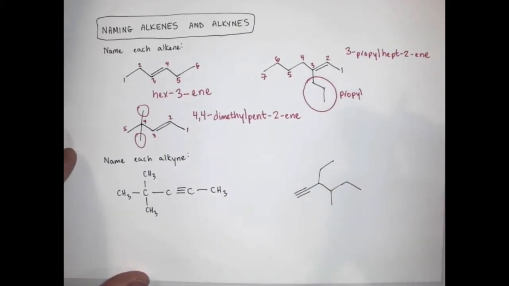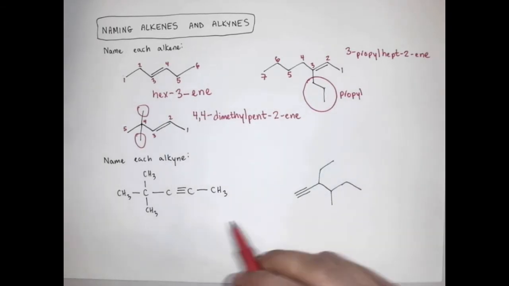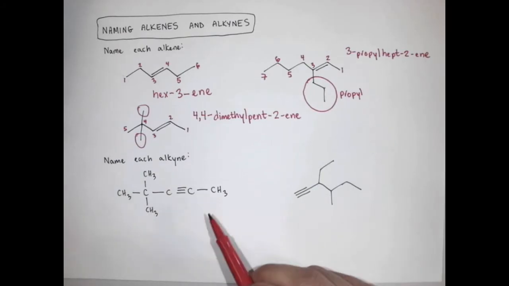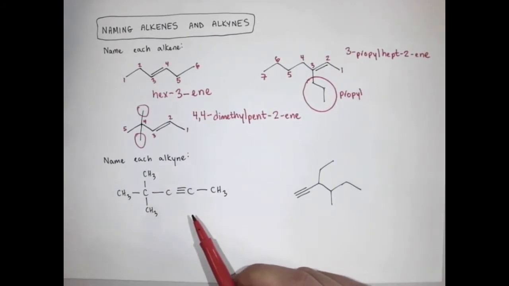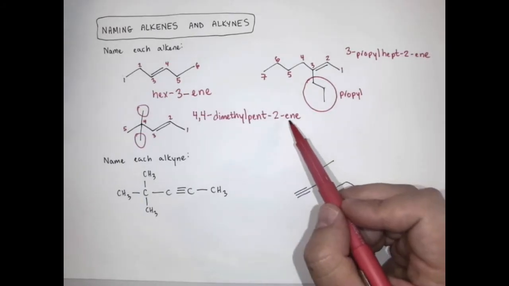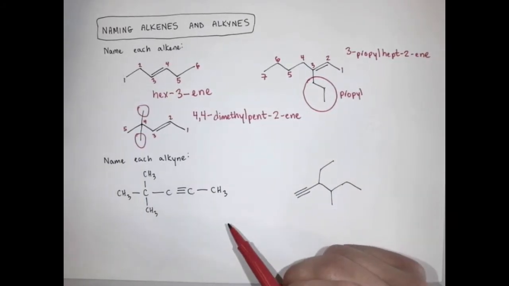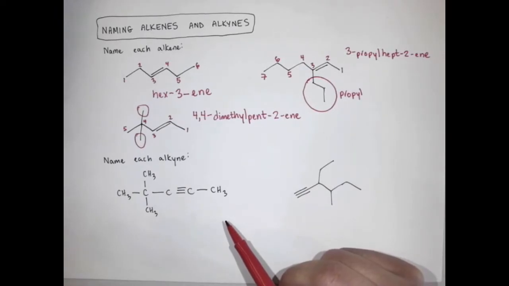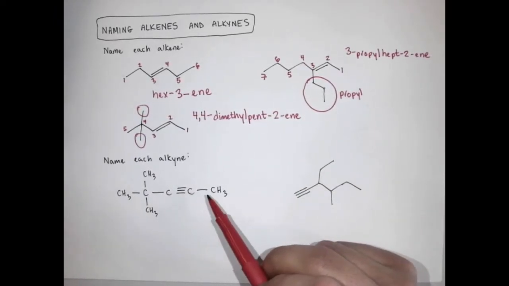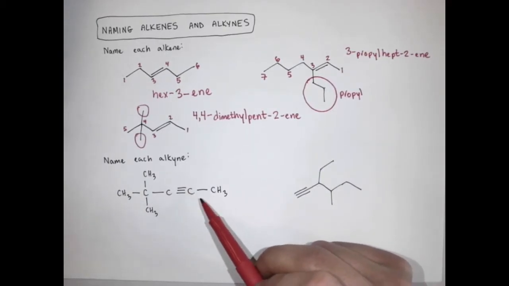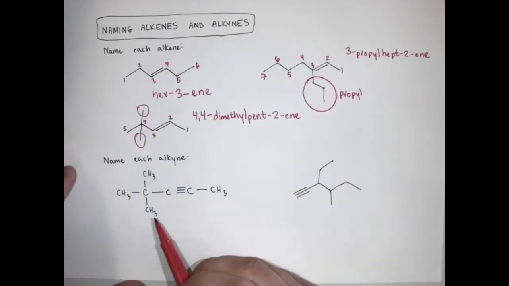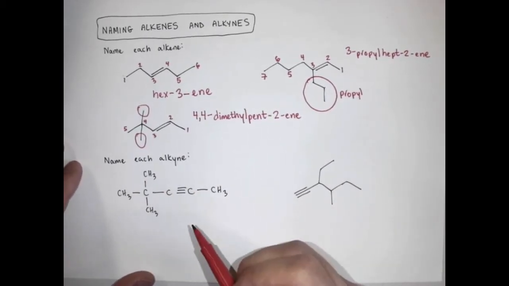All right, let's move on to naming alkynes. And actually, alkynes are the exact same thing we need to watch for. Same protocol we're going to follow. The exception, though, is that instead of having a suffix of "ene," we have a suffix of "-yne," Y-N-E, instead of E-N-E. So let's go ahead and name this alkyne on the left.